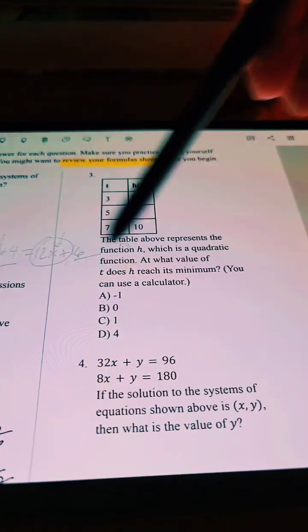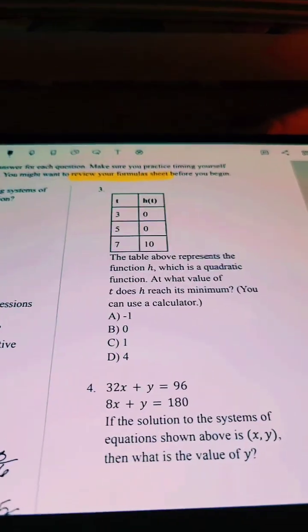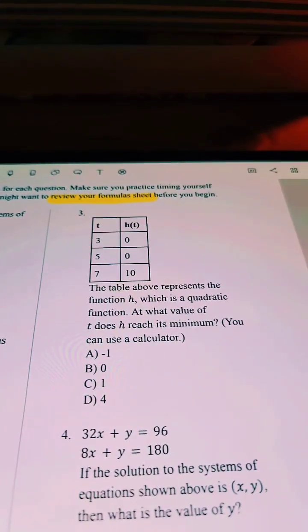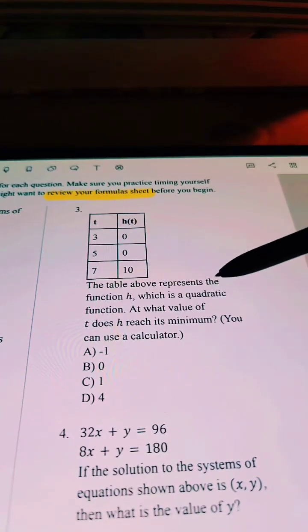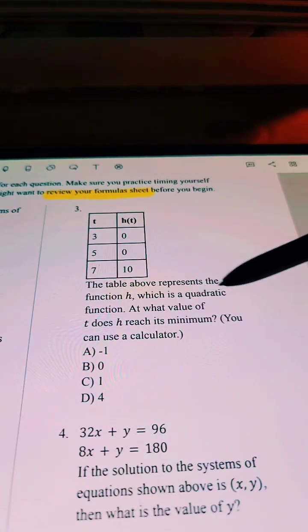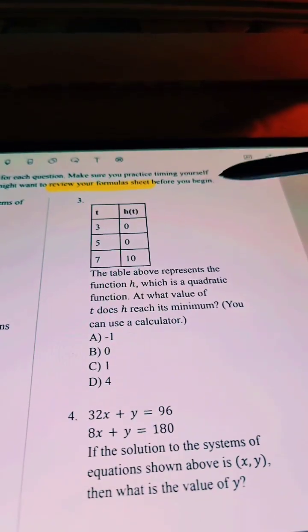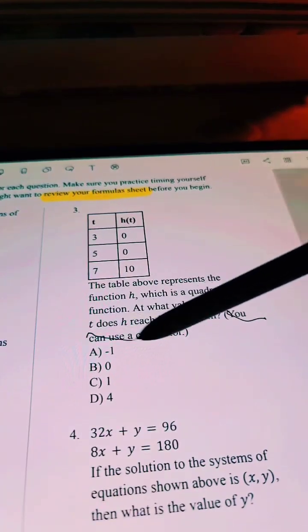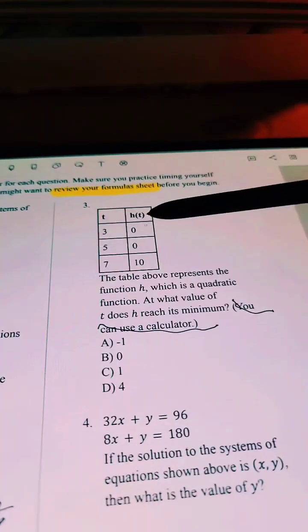Let me just erase this so it doesn't get in the way. So let's look at number 3 now. We have the table above represents the function h, which is a quadratic function. At what value of t does h reach its minimum? So you can use a calculator this entire time. I don't know why I put that there. I have to erase that.